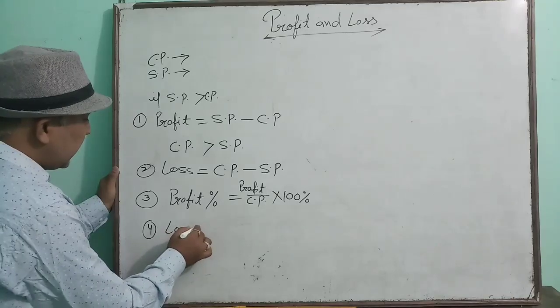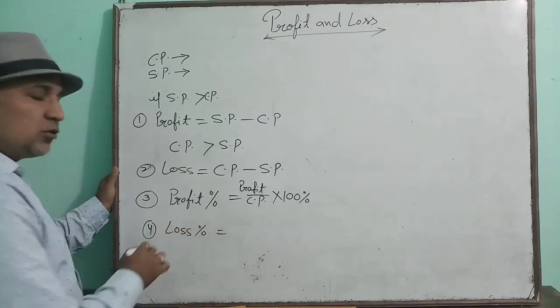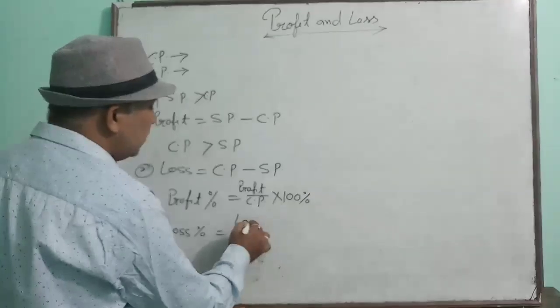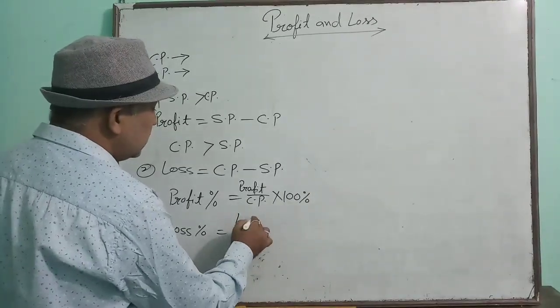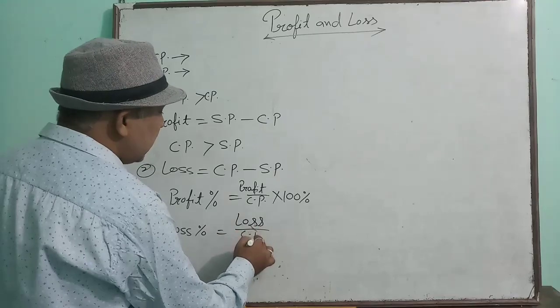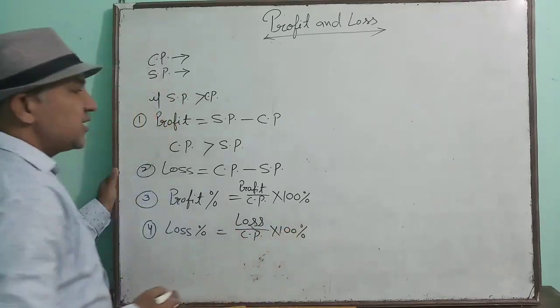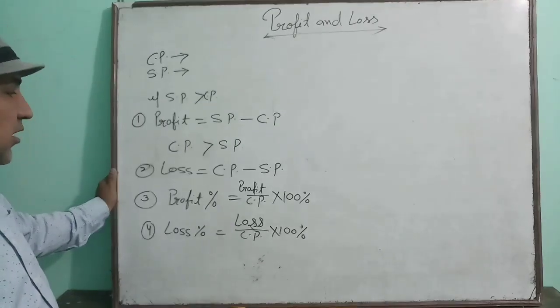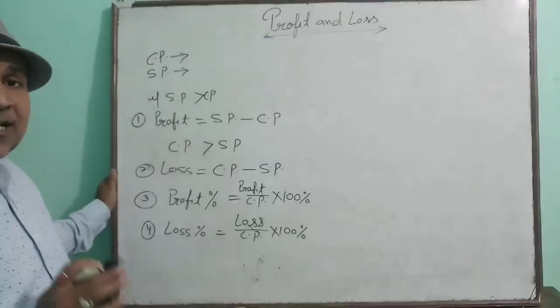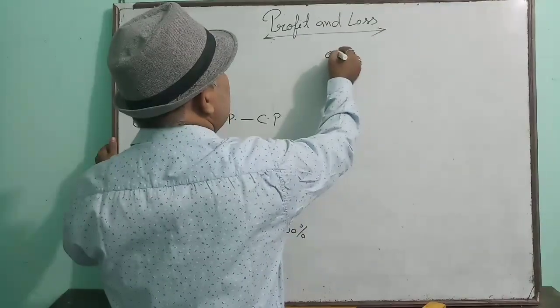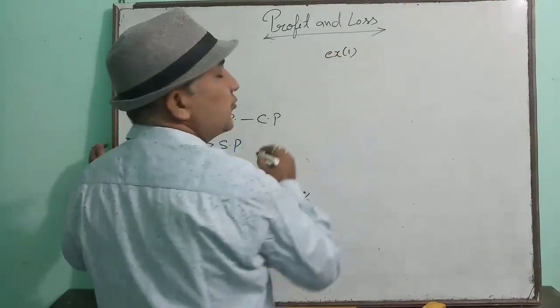Similarly, you can convert loss into percentage also. Loss percent will be equal to loss upon CP into 100%. So these are the four formulae which are the most important for this chapter. Okay, now see example number 1.